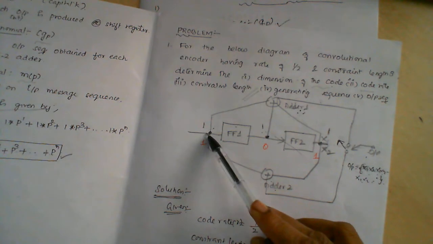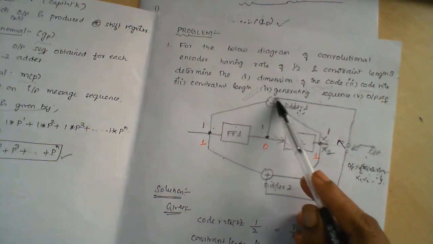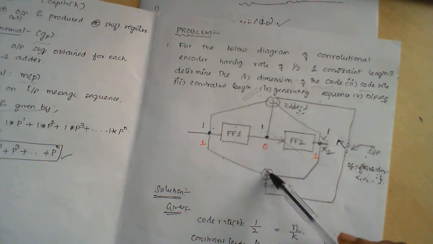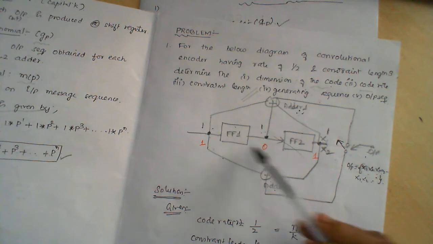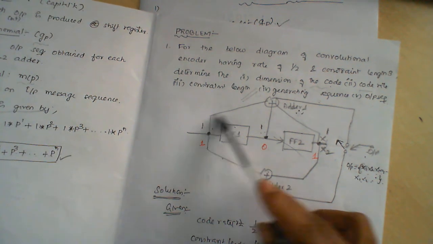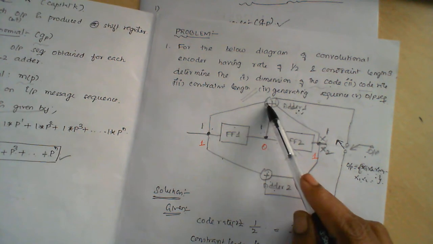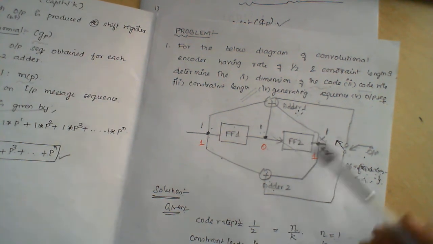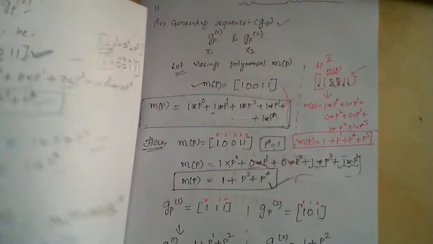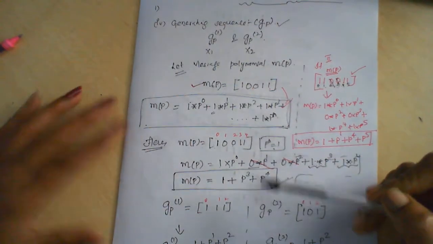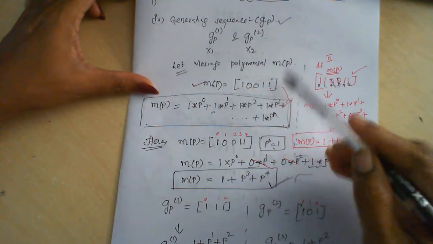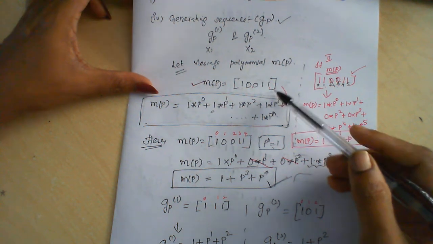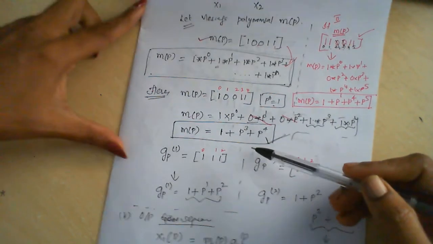So if it is connected with this modulo 2 adder, it is established as 1. If it is not connected, as you can see here, this is not connected with this modulo 2 adder, so it is specified as 0. This one is connected to the modulo 2 adder, so it is 1. This is how you should identify your generating sequence. Then you multiply it with the message sequence to get the output sequence. If the message sequence is not given, you can assume a message sequence of 4 to 5 bits, and you can proceed like this. This is how you could proceed.